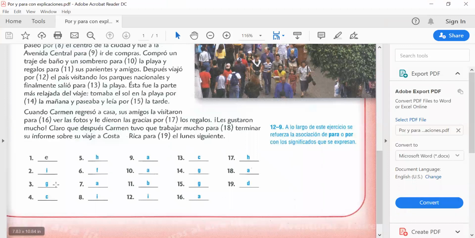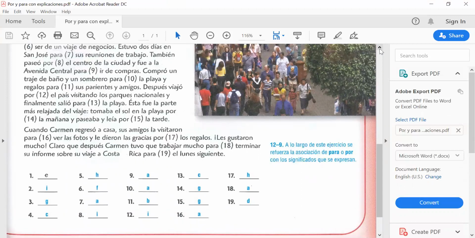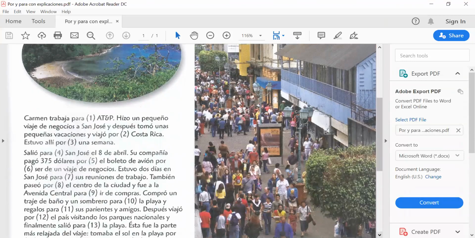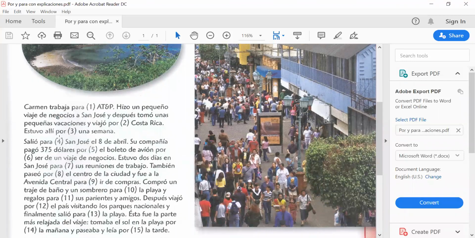Number 3, the answer is G. We go back up to the top and we see that G says duration of time. So we filled in that blank with por because of G, which is duration of time. So that is also going to be por being used, meaning for, but what is the reason? It is because she was there for una semana, 1 week, for the duration of time of 1 week.